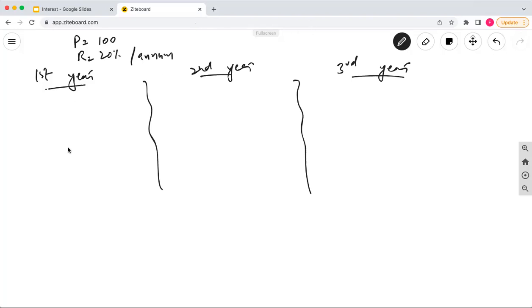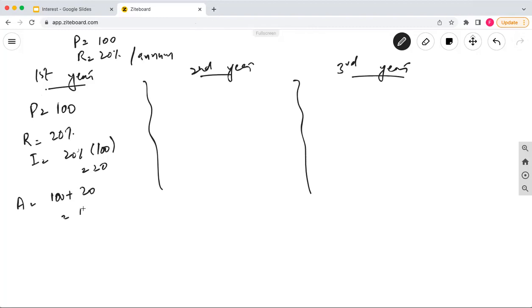Okay, so now in the first year, the principal amount is what? $100. Our rate of interest on this will be what? That interest is 20%. So our interest came out to be 20% of 100, which is 20. And our total value is 100 plus 20, which is 120.